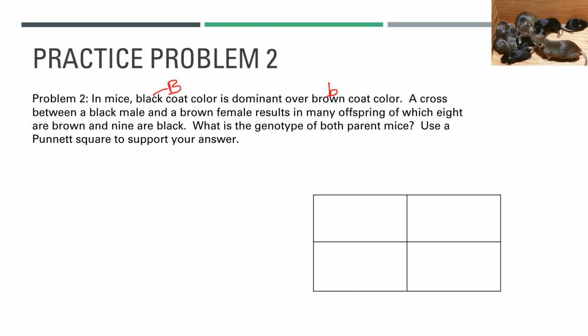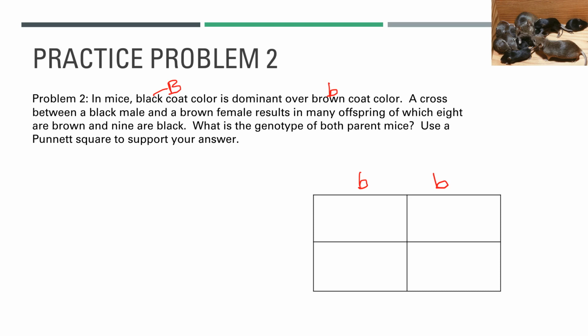A cross between a black male and a brown female results in many offspring, of which 8 are brown and 9 are black. What is the genotype of both parent mice? Use a Punnett square to support your answer. Well, I know that this female here, the only way that I can get a brown female, there's only one way, and that would be to have 2 small alleles or 2 little b's. So that tells me that.